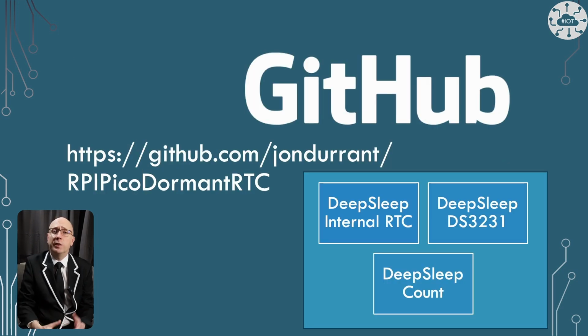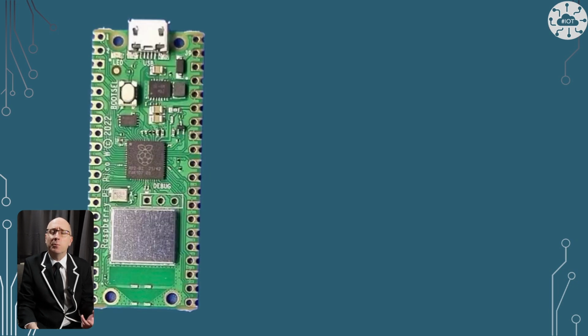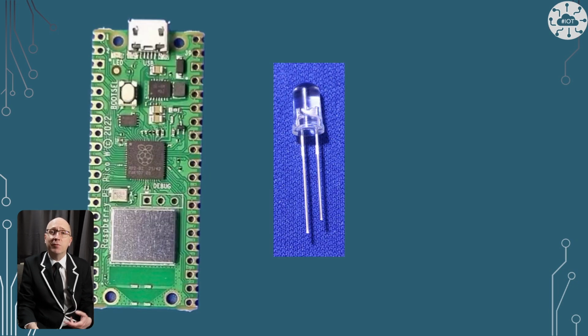I have a repo with examples using the internal real-time clock on the Pico to wake it, a DS3231 external real-time clock to wake the Pico via GPIO interrupt line, and counting a switch input while the Pico is asleep. They're all based on the Pico SDK 1.5.1 and the Pico Extras library. All of these examples use a Pico and a flashing LED when the Pico is awake.